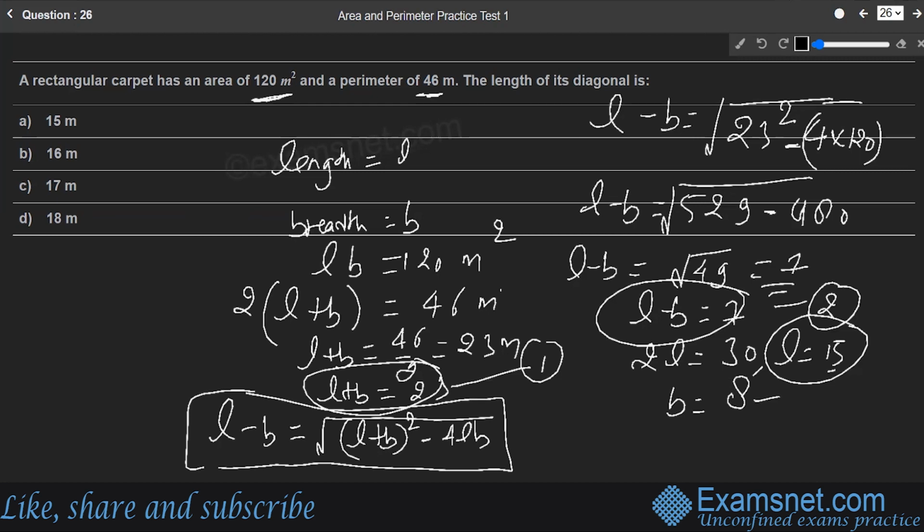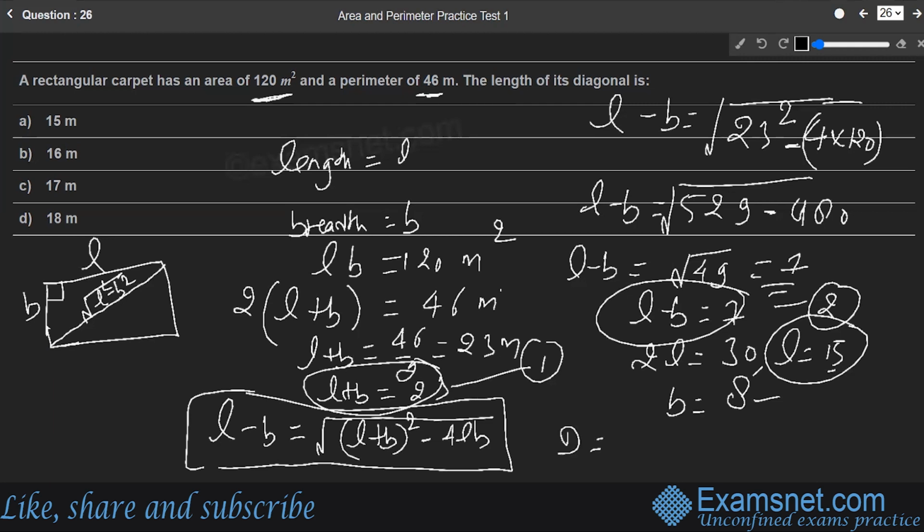Then what does he want us to calculate? He wants us to calculate the length of the diagonal. So in a rectangle, it goes like this. This is how the diagonal goes. This is the length, this is the breadth. Again, this is a rectangle, and this is a right angle triangle. So the diagonal's length is nothing but under root of L square plus B square using the Pythagoras theorem.